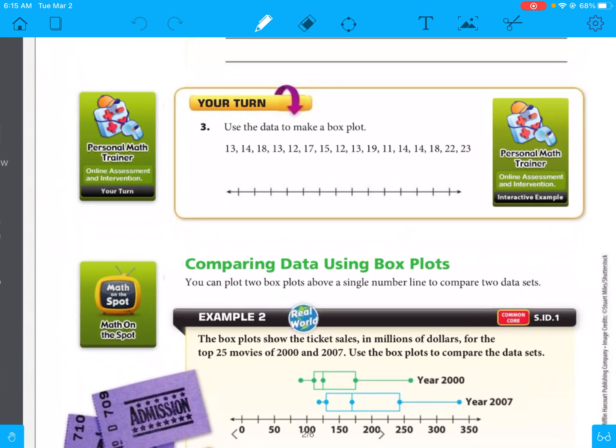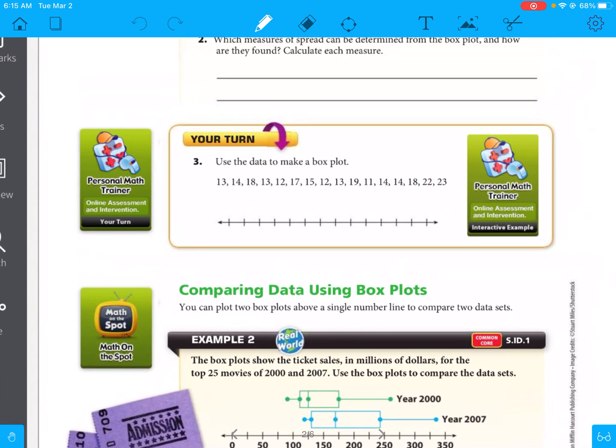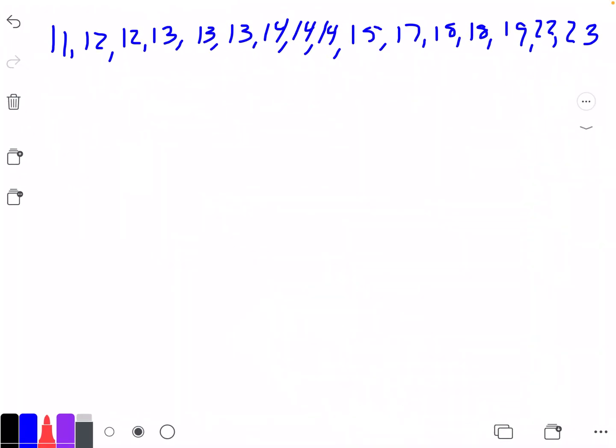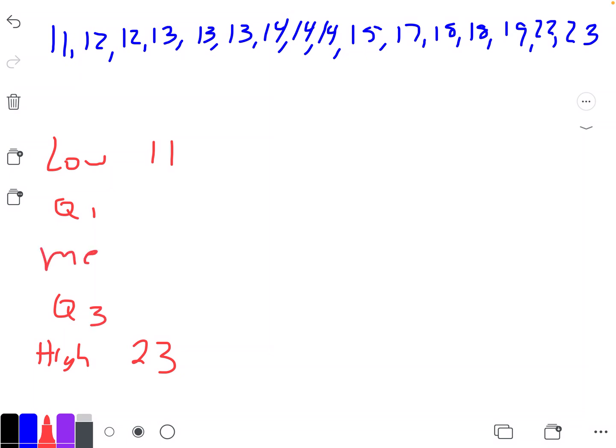Looking at the your turn on number 13, we have all of those numbers. I have already put them in order from least to greatest. Now we have to find our low, which is 11, and our high, which is 23. We're going to need quartile 1, quartile 3, and your median. You guys can all find your median.